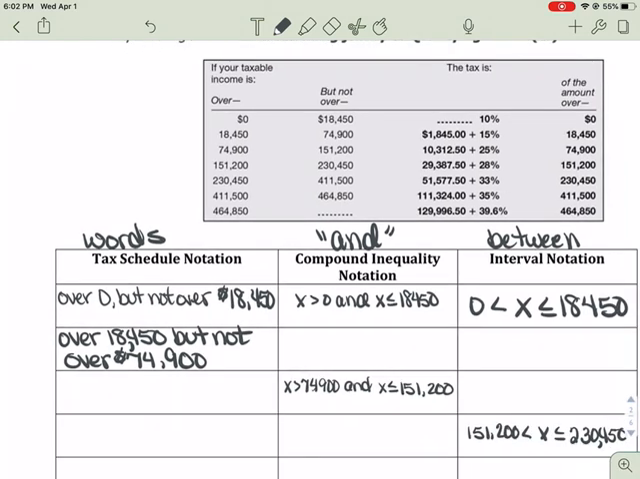If you look at the first one, it says over $0, but not over $18,450. Then you have X is greater than 0 and X is less than or equal to $18,450. And 0 is less than X, which is less than or equal to $18,450. So that's what we want to do. I already did the second line. This is the line we're on, but again, we're only interested in this first section.